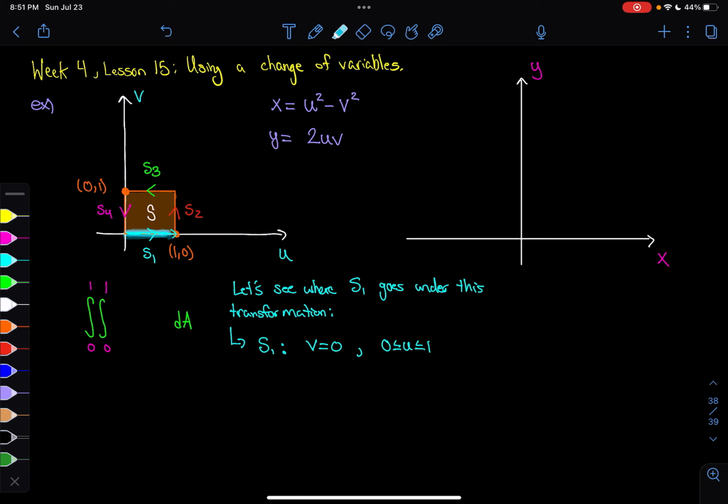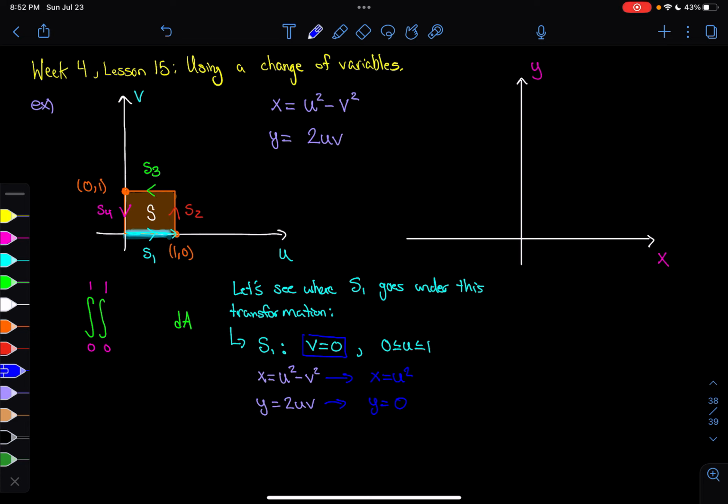The question is, what happens to this little line segment if I put it through this transformation? Remember in the transformation we have x is equal to u squared minus v squared and y is equal to 2uv. If I plug v equals 0 into this transformation, what do I get? I get that x is equal to u squared, and I get that y is equal to 0.